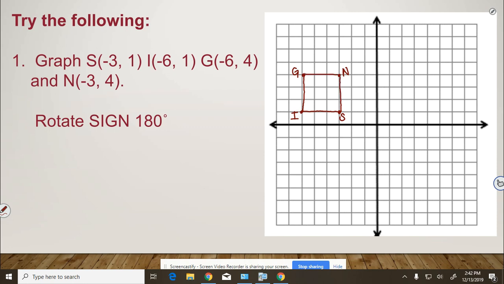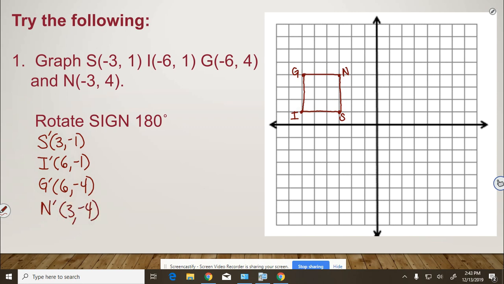And we're going to rotate it 180 degrees. So remember in the slide before, it told us that to do a 180-degree rotation, we simply change both the signs of the coordinates. And it's important for you to remember that. So S prime is going to become 3, negative 1. I prime is going to become 6, negative 1. G prime is going to become 6, negative 4. And N prime is going to become 3, negative 4.